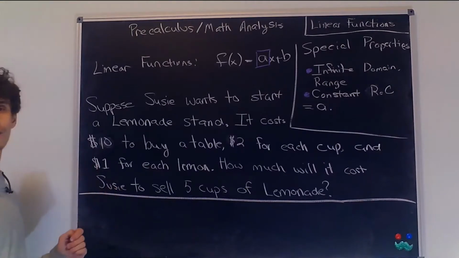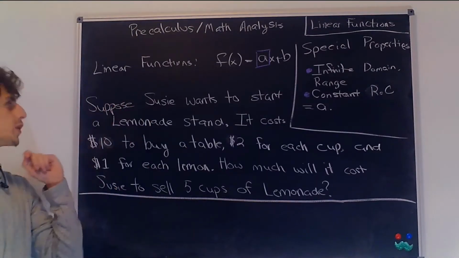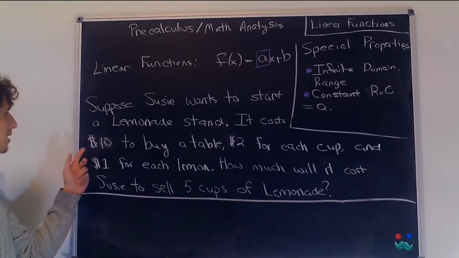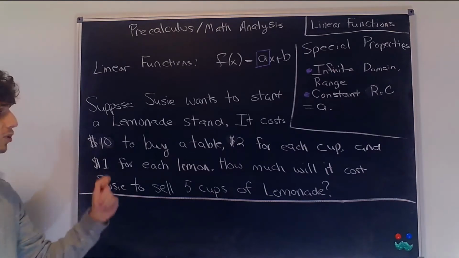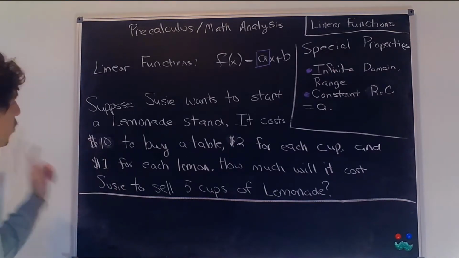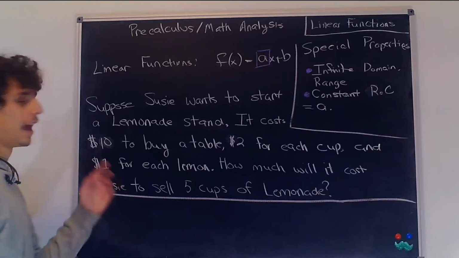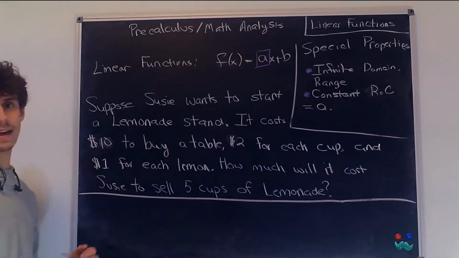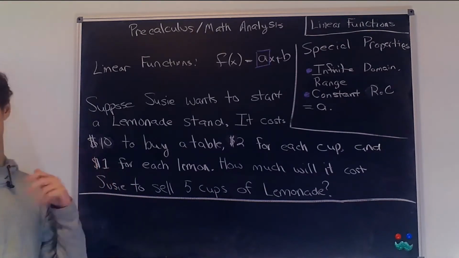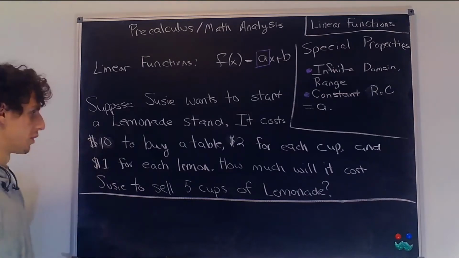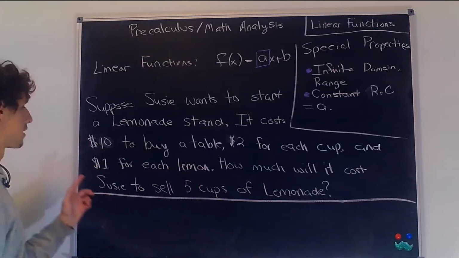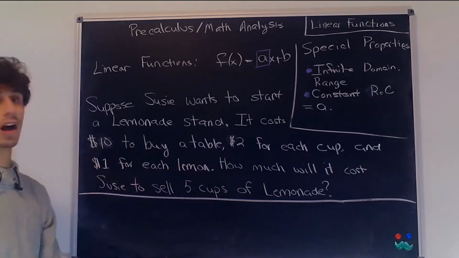Okay, so here we have a quick example. Suppose Susie wants to start a lemonade stand. It costs Susie $10 to buy a table, $2 for each cup, and $1 for each lemon. And that's all we're assuming it takes to make a glass of lemonade. In this case, it's just a lemon in a cup. A little unrealistic, but we'll move with it. How much will it cost for Susie to sell 5 cups of lemonade?